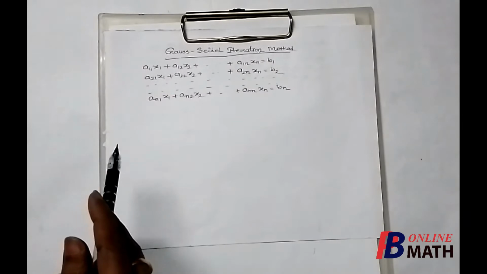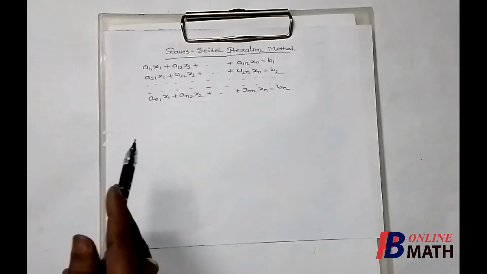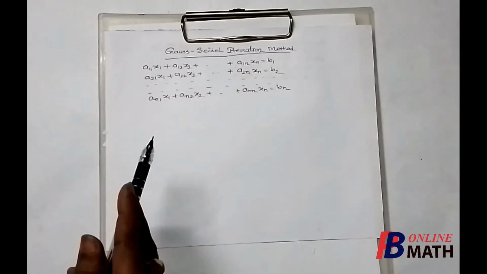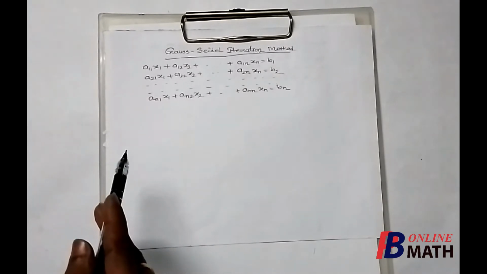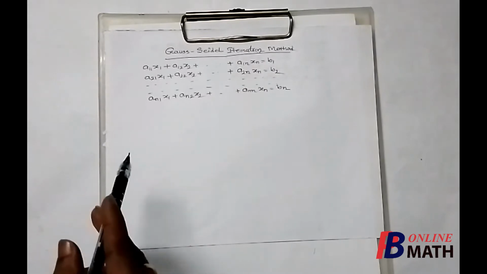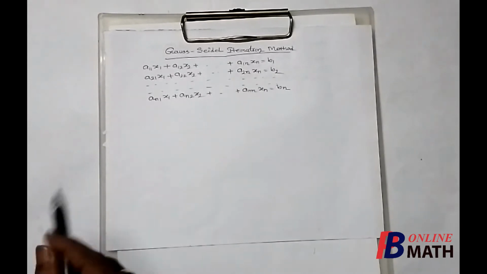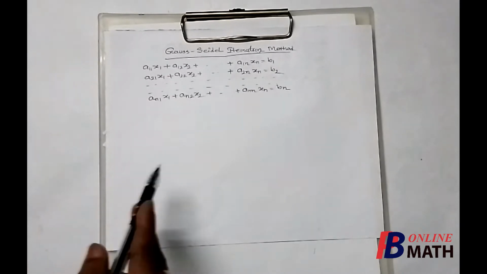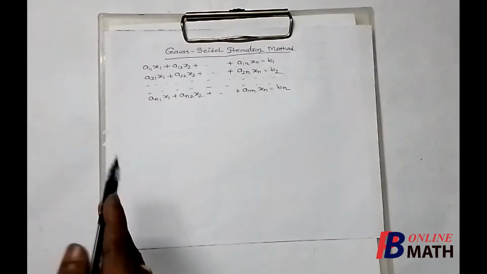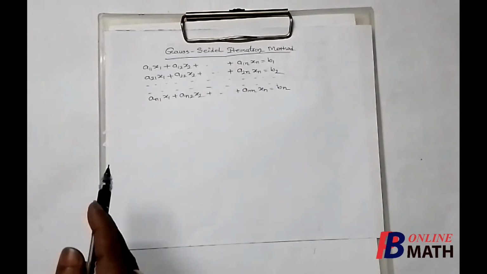Now this Gauss-Seidel iteration method is an iteration method. In this case, initially we shall assume one trial solution and we shall obtain the better approximation step by step using iteration formula. So to find the iteration formula in this method, we first write all these n equations in some different ways.